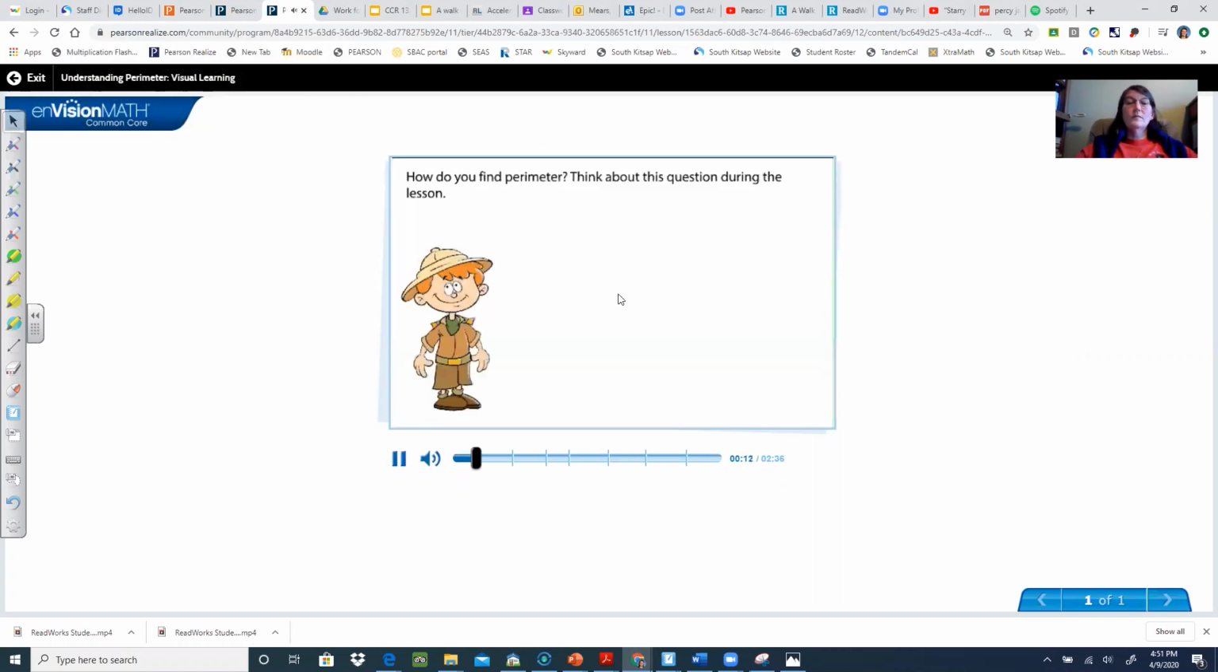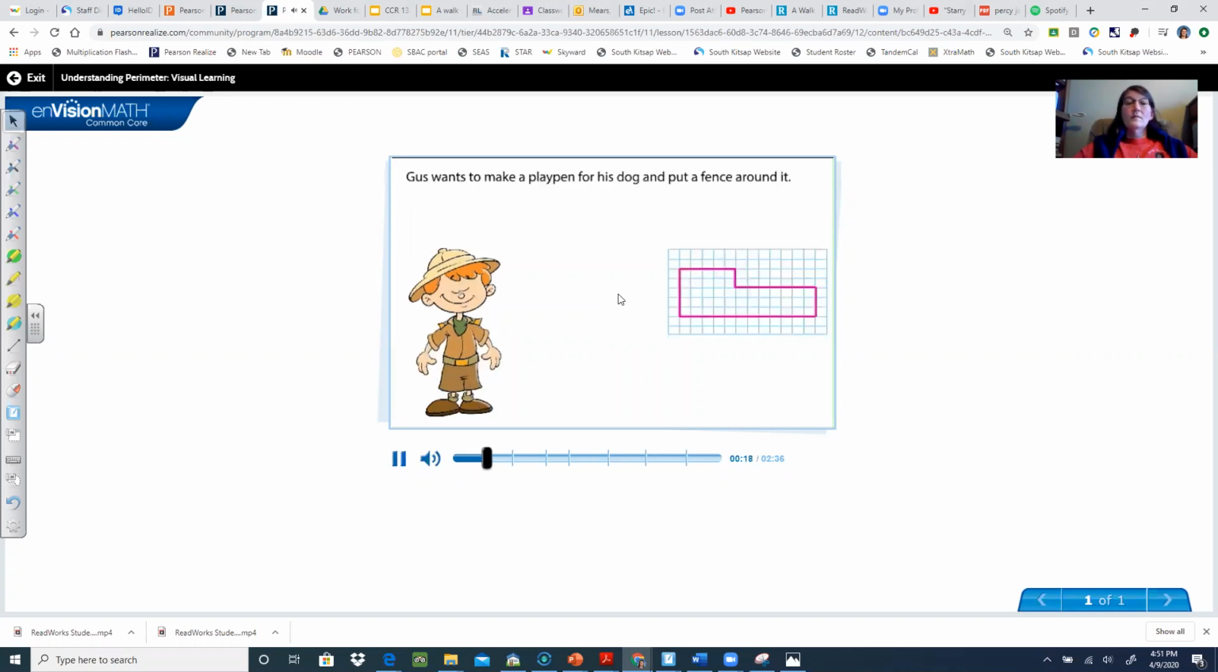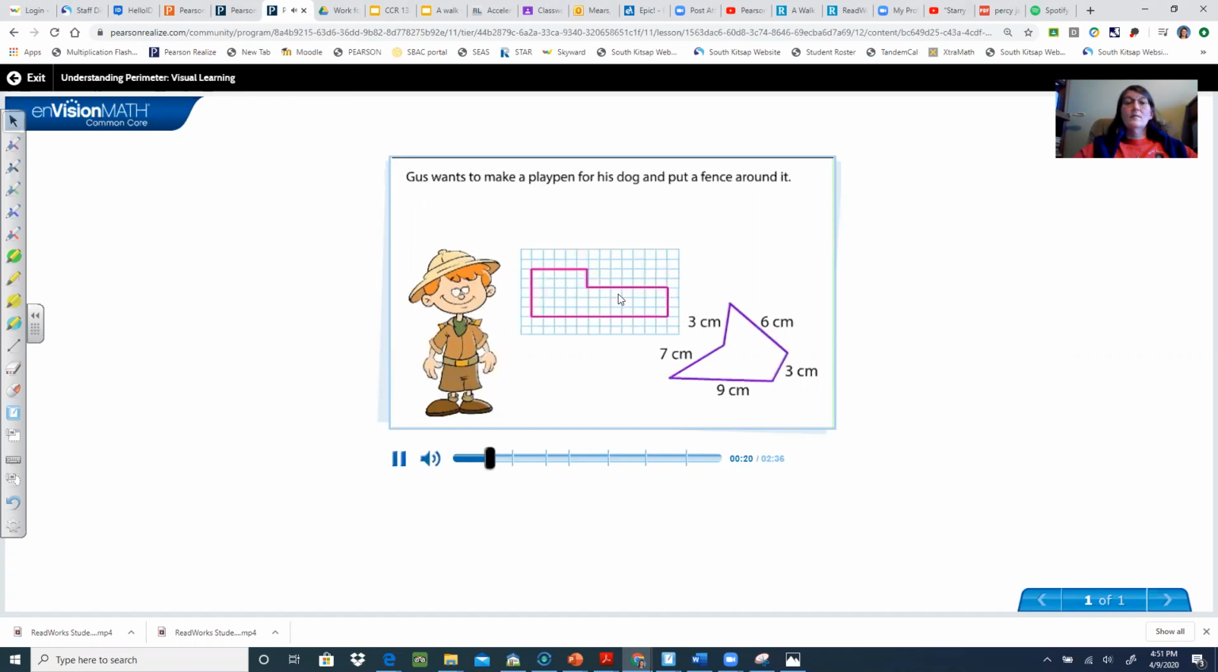How do you find perimeter? Think about this question during the lesson. Gus wants to make a playpen for his dog and put a fence around it. He made drawings of 2 different playpens. Look at the pictures of the dog playpens. How are the pictures different from each other?